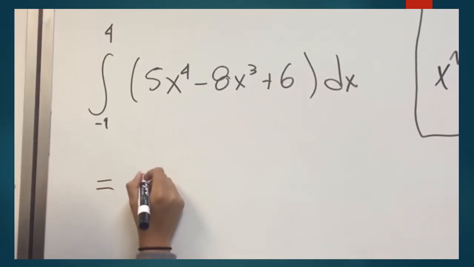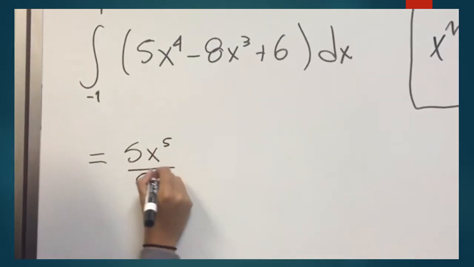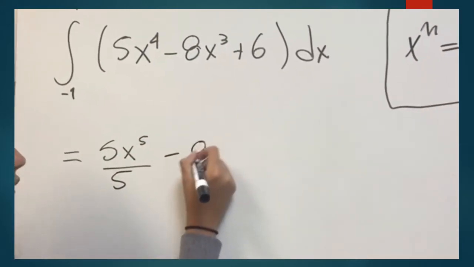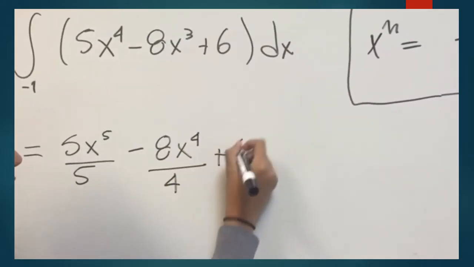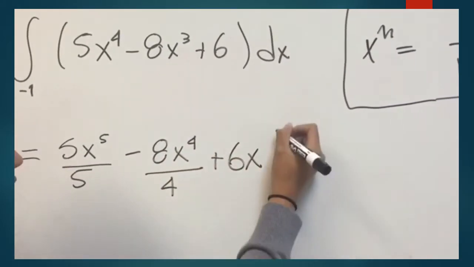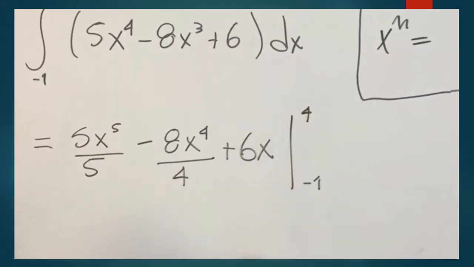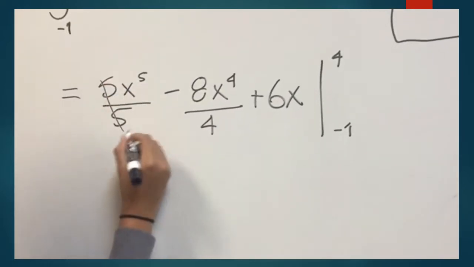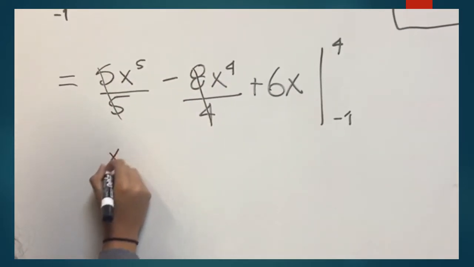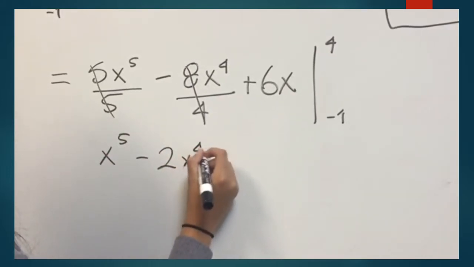So that 5x to the fourth becomes 5x to the fifth over 5, minus 8x to the fourth over 4, plus 6x, bar -1 to the fourth. Then we're going to simplify that. We're going to cancel out, and we're going to get x to the fifth minus 2x to the fourth plus 6x.